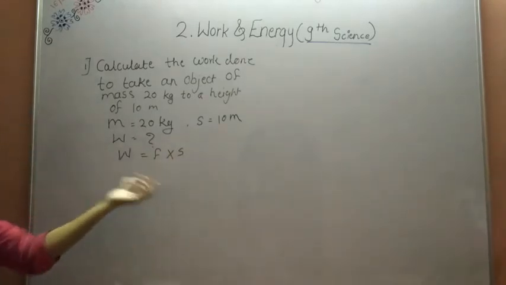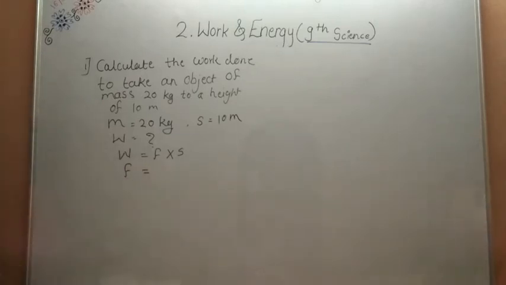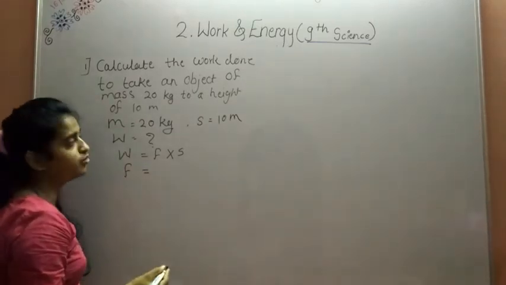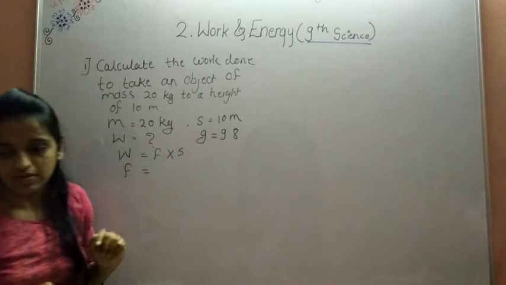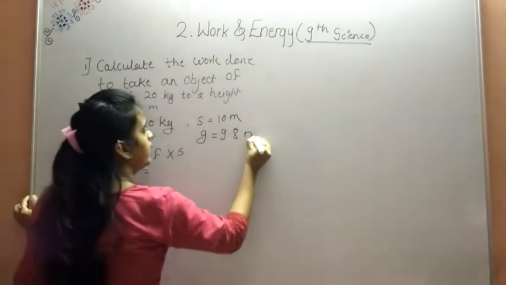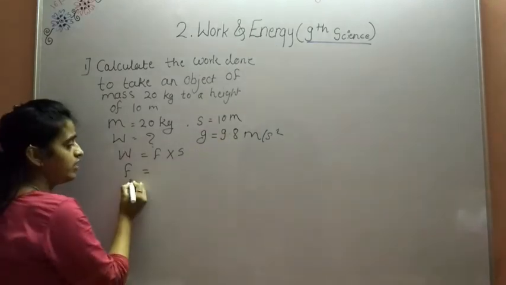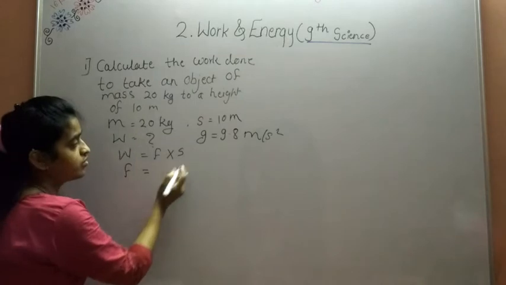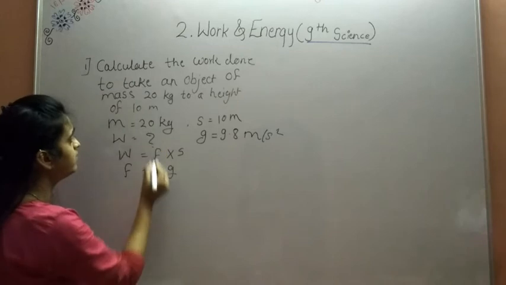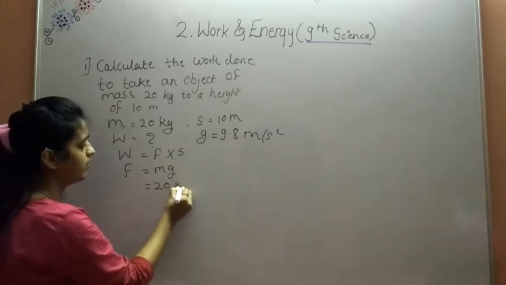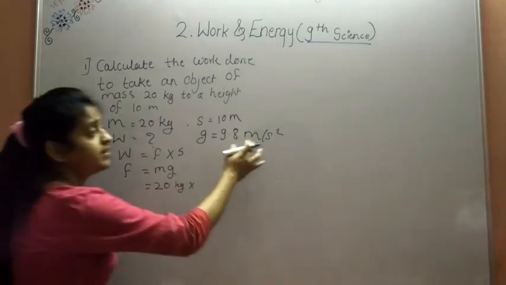So first we find out the force. Force is equal to ma. Here a means acceleration due to gravity. So the value of g is 9.8 meter per second square. So F means mass into acceleration, and replacing a by gravity, it is mg. So m is 20 kilogram and g is 9.8 meter per second square.